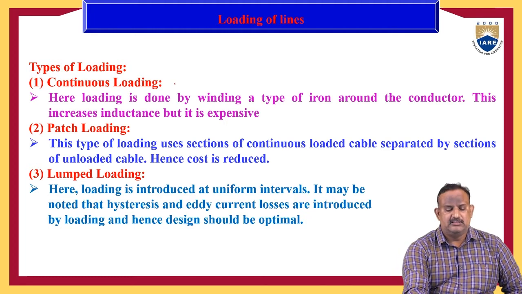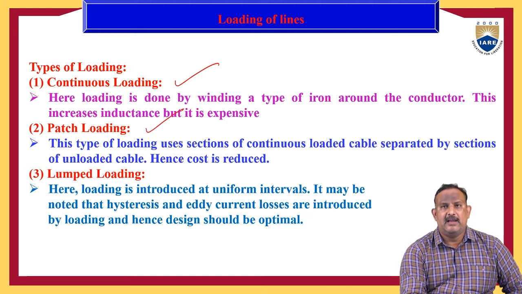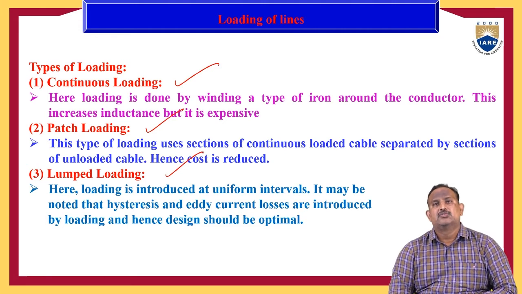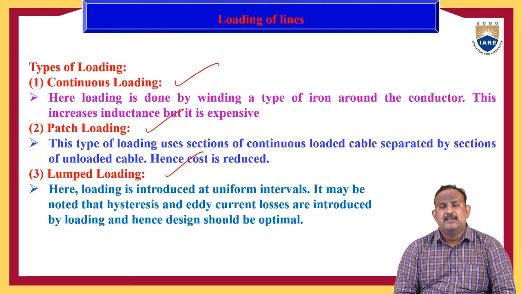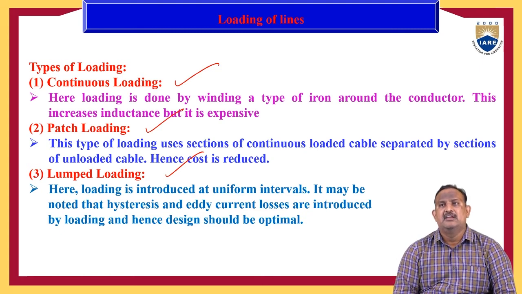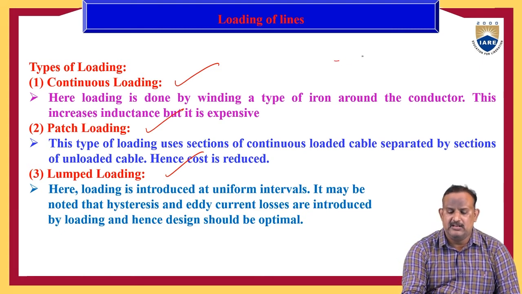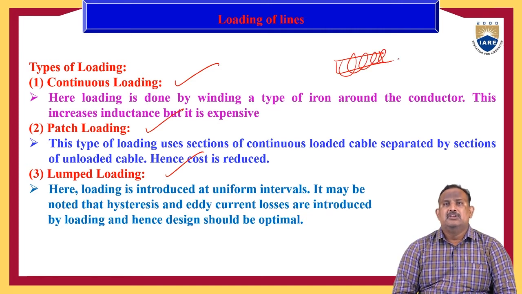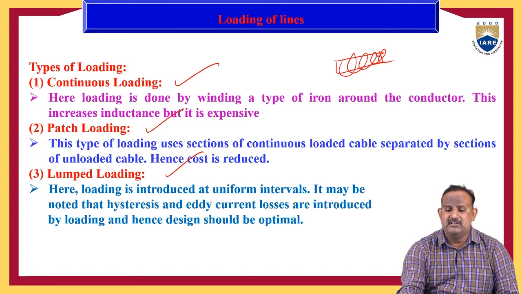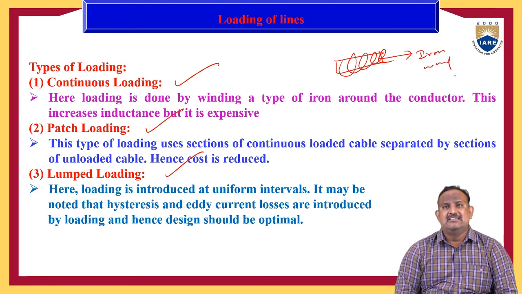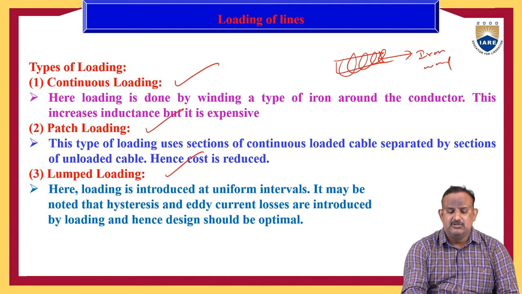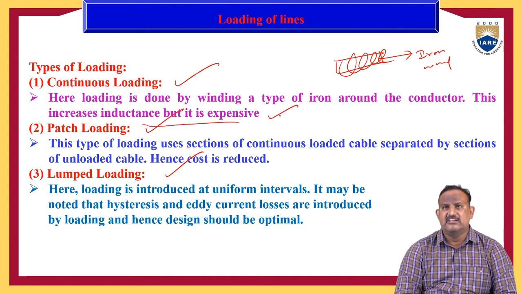There are mainly three types of loading: continuous loading, patch loading, and lumped loading. We'll discuss them one by one. Continuous loading: here loading is done by winding a type of iron around the conductor. Let us assume an iron conductor, around which we wind some wire. This increases the inductance value, but it is more expensive.